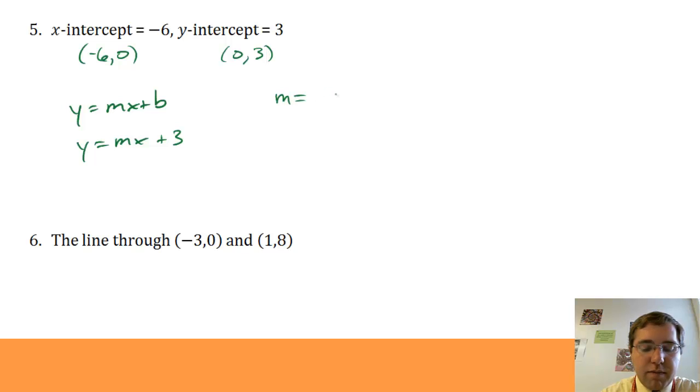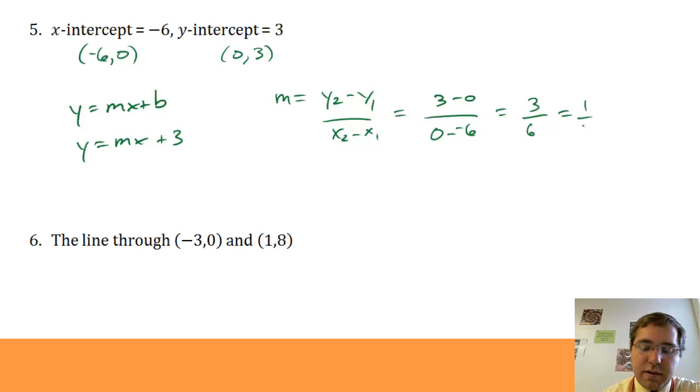Slope, remember, is going to be the change in y over the change in x. y2 minus y1 over x2 minus x1. So that's going to be 3 minus 0 over 0 minus negative 6, which is positive 3, over positive 6, which is positive 1/2.